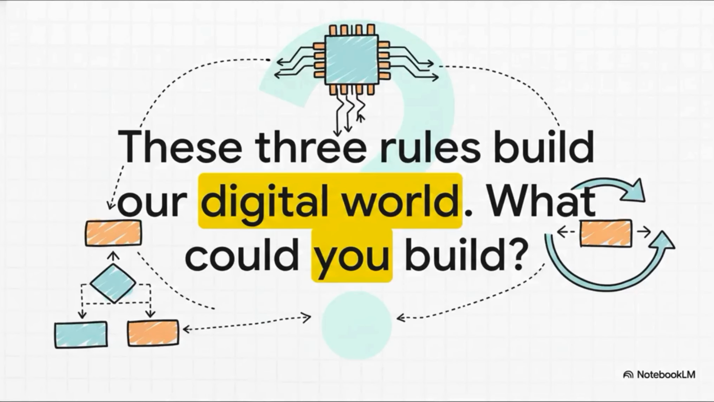So the next time you use any piece of software, just remember what's going on under the hood. It's just this beautiful, complex dance of these 3 basic things: sequence, selection, and iteration. That's the secret. These 3 rules build our entire digital world. So the only question left is, what could you build with them?